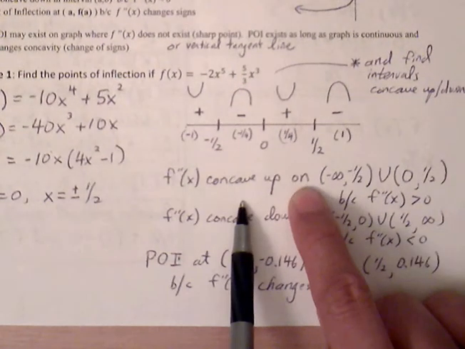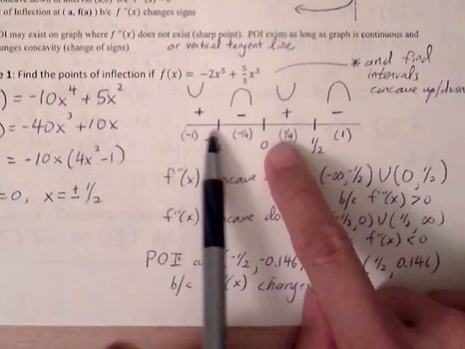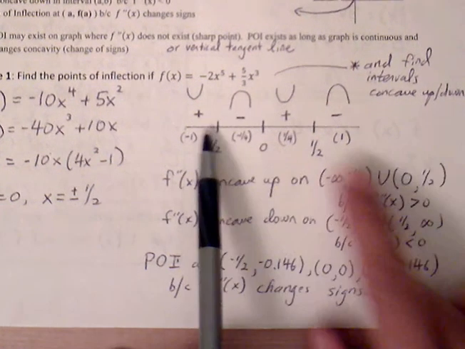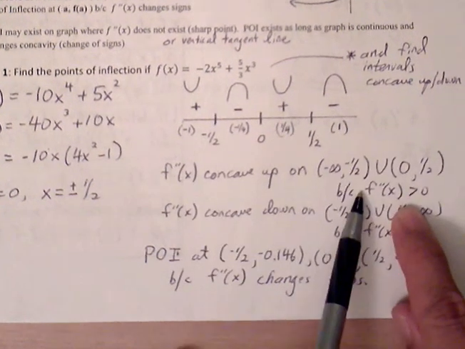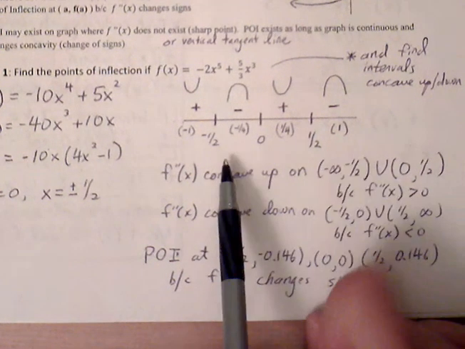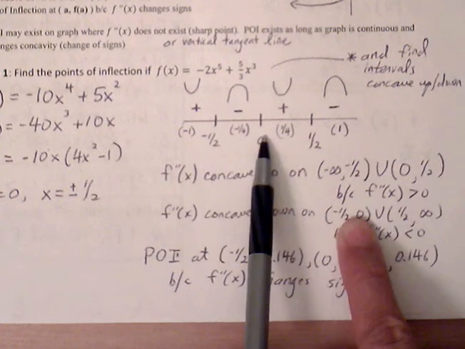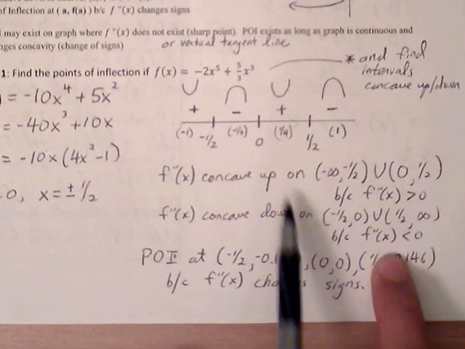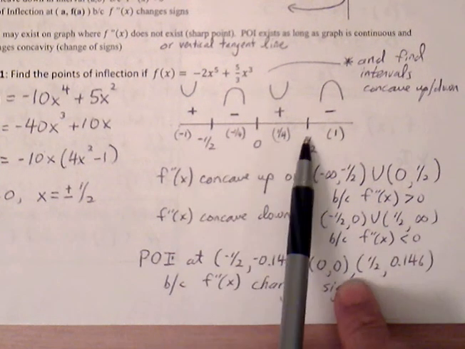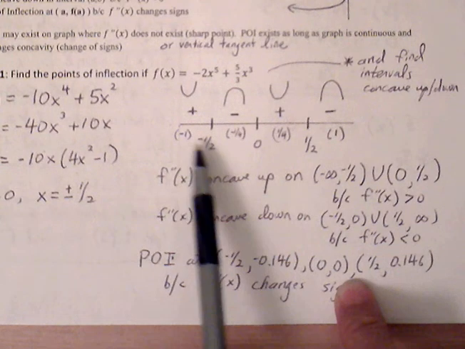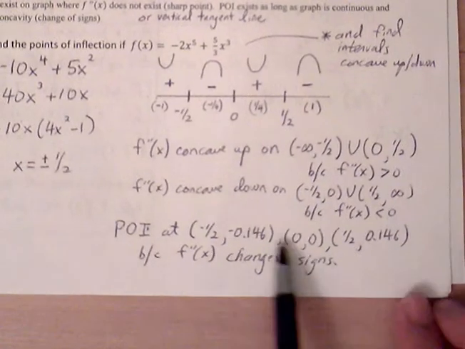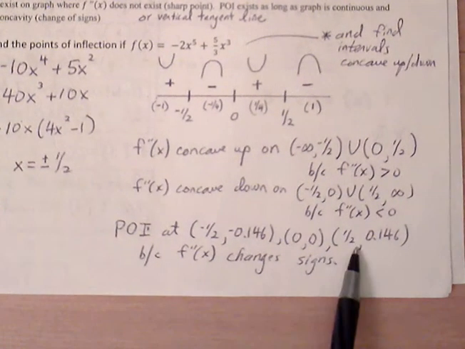Our function is concave up on negative infinity to negative 1/2, and then also from 0 to 1/2 because f double prime is greater than 0. Our function is concave down on the interval from negative 1/2 to 0, and then from 1/2 to infinity because f double prime is negative. Here, all these critical points exist on the graph, and there's a change in signs for each of them. So we can say a point of inflection occurs at these x values, negative 1/2, 0, and 1/2, because f double prime changes signs.